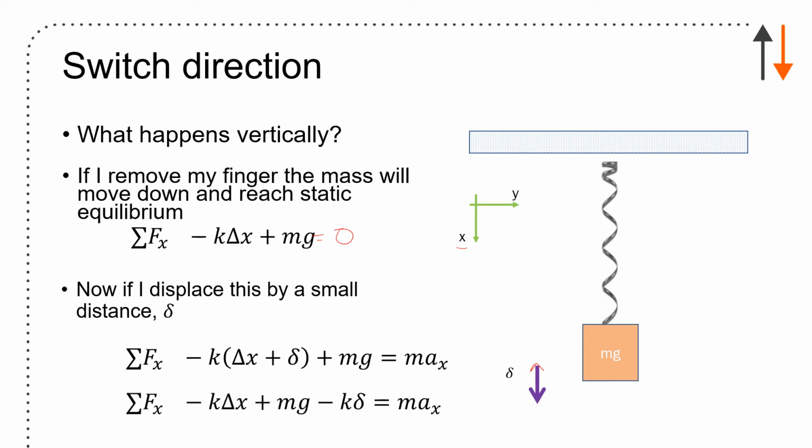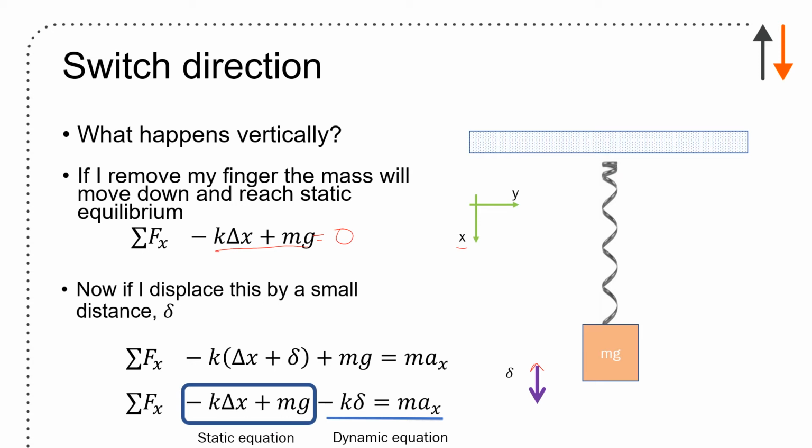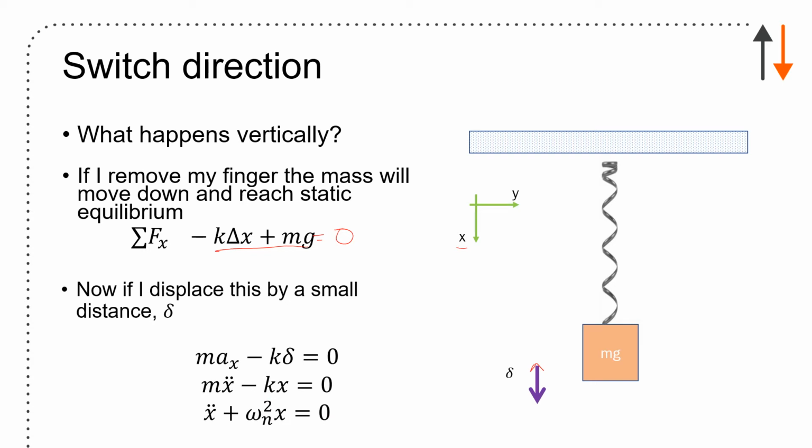Now, what's interesting about that is these two terms cancel out, and I end up with minus k delta equals mg. Well, that's my static equation, and I already know right here that it's equal to 0. So my dynamic equation is looking a lot like the term I had before. And so I can rewrite that and say, well, mass a_x minus k delta equals 0. Using the coordinate system I have, say m x double dot minus kx equals 0. And I end up with the same expression as I had for the horizontal motion.